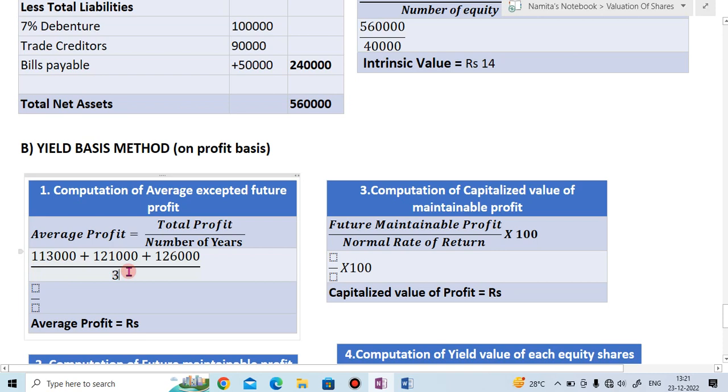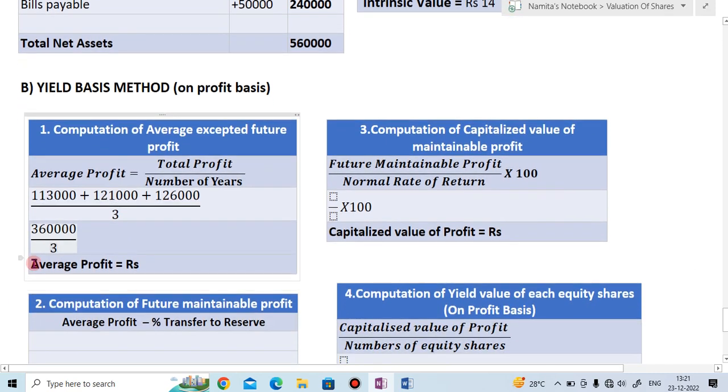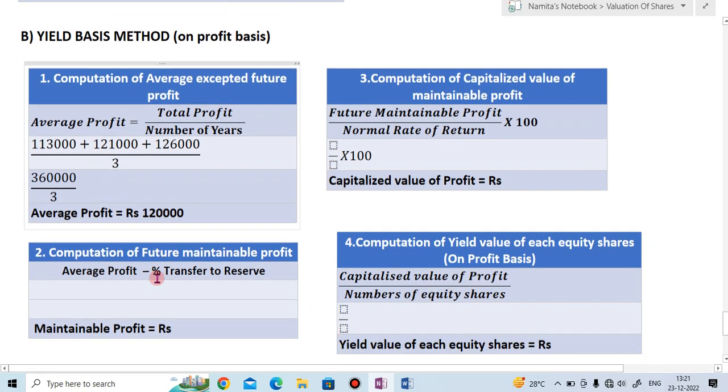Then add all the profit of each year. Total will be 3,60,000. Total will be 3,60,000 divided by what? 3. So 3,60,000 divided by 3. The answer, the average profit will be rupees 1,20,000. Okay, so average profit is 1,20,000.